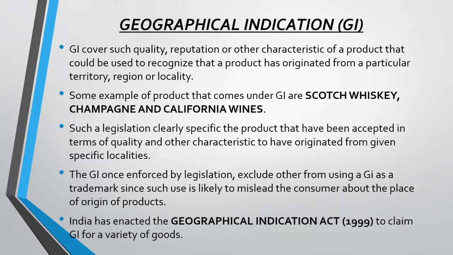For example, Kanchipuram silk. Darjeeling tea was the first geographical indication product. At the international level, geographical indication products have other examples such as Scotch whiskey, champagne, and California wines. India has enacted the Geographical Indication Act 1999 to claim geographical indication for a variety of goods.